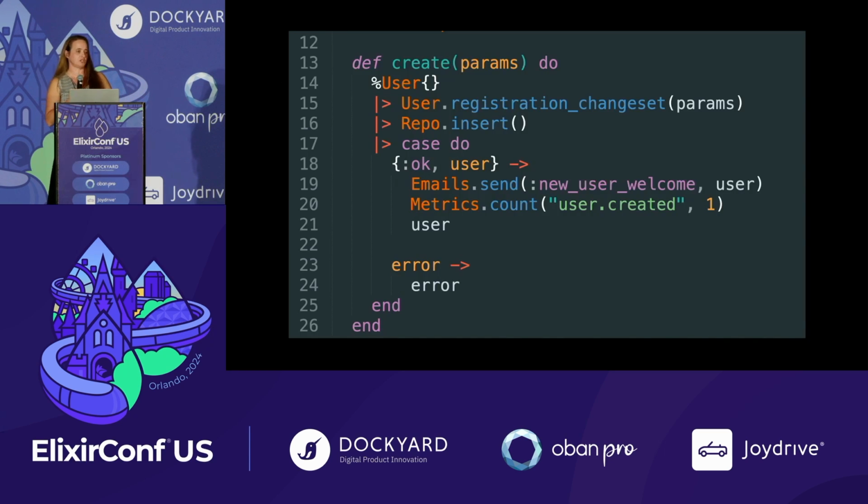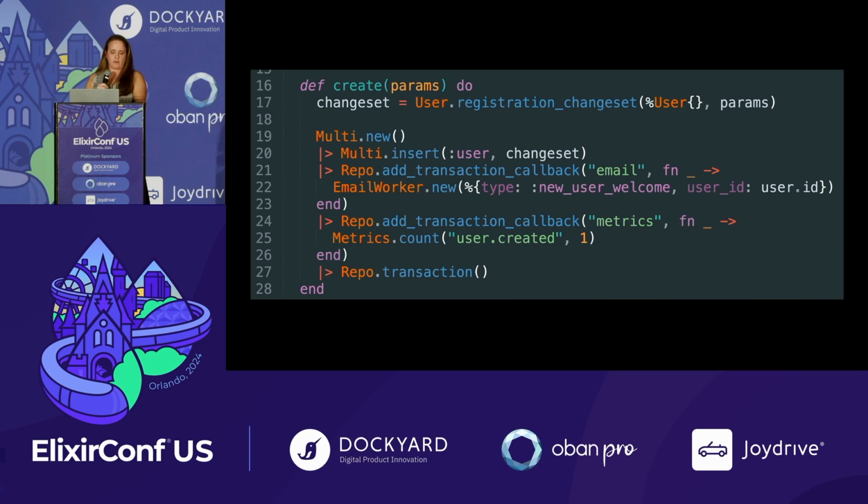So let's go back to the function that I originally discussed, this create function where we're just doing a repo insert, and we're checking the results. And we're going to convert that over to using a transaction callback. So now what we have is we insert the user changeset, we add a transaction callback for email, and we add a transaction callback for metrics.